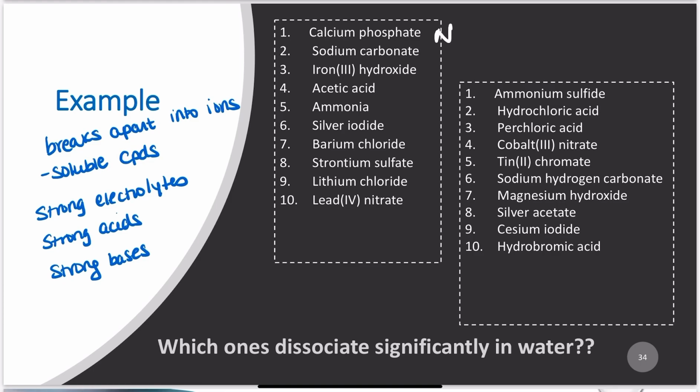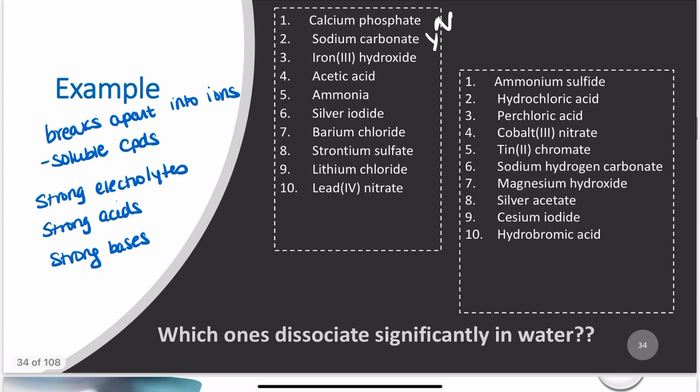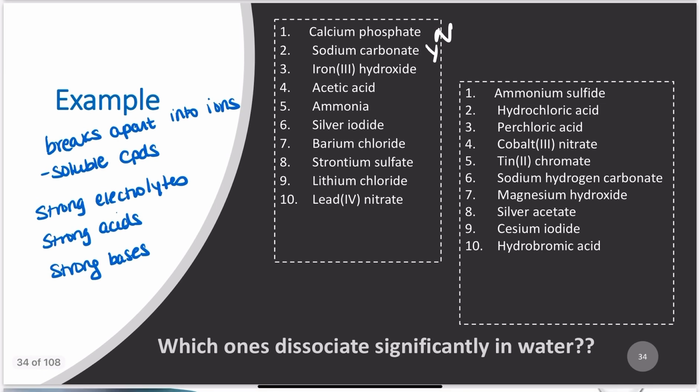What about sodium carbonate? Carbonates are often insoluble, but when with group 1 metals, they are soluble. So yes, this will dissociate significantly in water. Iron 3 hydroxide. Hydroxides are bases, but this is not one of your strong bases. So this will not dissociate significantly in water. Acetic acid, not a strong acid. Ammonia, it is a base, but it is a weak base.